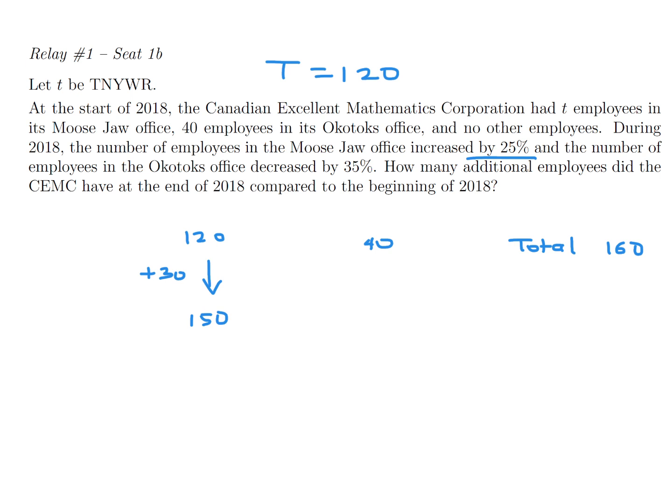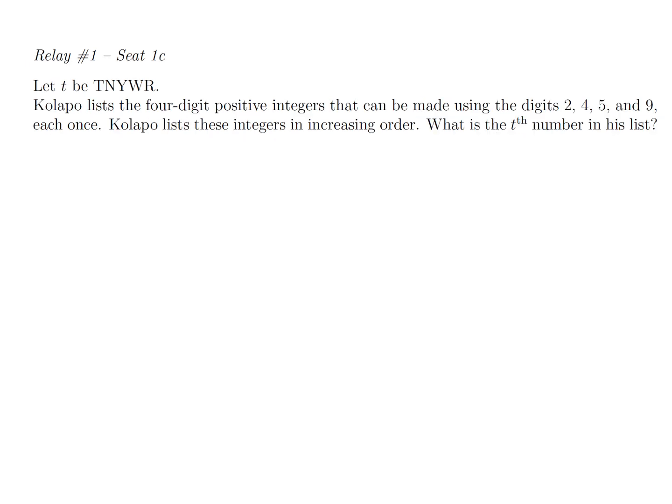And this 40 decreases by 35%. 35% of 40, I believe, is 14. So this is going to go down to 26. So now the total is 150 plus that 26, and that's 176. So they're saying, what's the difference between the start and the end? And that looks to me like an addition of 16. T is 16.